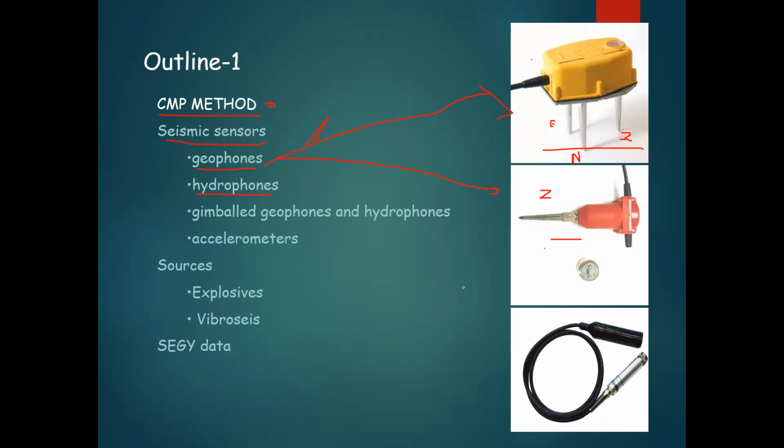And the hydrophones, this is the hydrophone. We'll be talking about the gimbal geophones and hydrophones. Gimbal hydrophones are basically used for marine surveys, because for land surveys we can plant individual geophones which are connected through a wire. Yesterday we talked about 8-channel and 12-channel geophones. That means eight geophones will be connected through a wire.